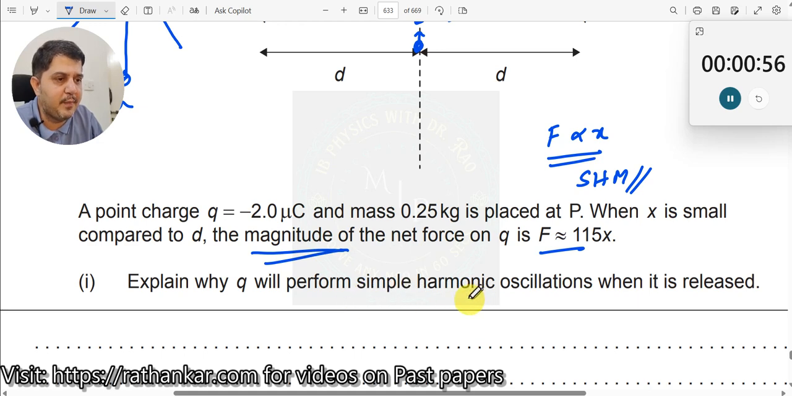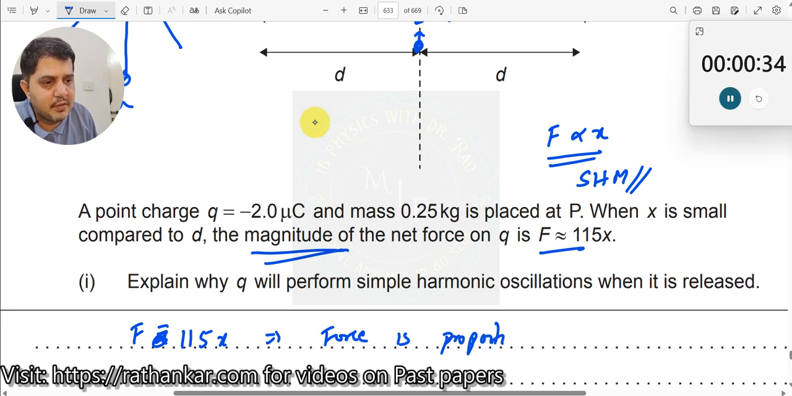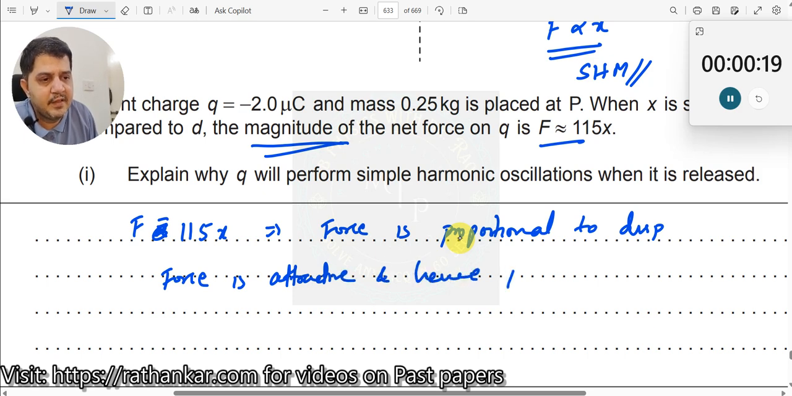Explain why Q will perform harmonic oscillations when it is released. So what do we write here? We should now write why it performs SHM. So F proportional to 115x, or F is equal to 115x, implies force is proportional to displacement, first one. And secondly, you should also write force is attractive, and hence F is equal to minus 115x.